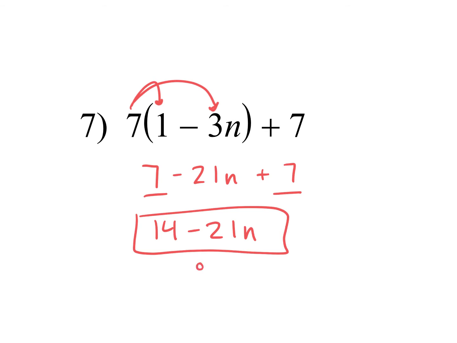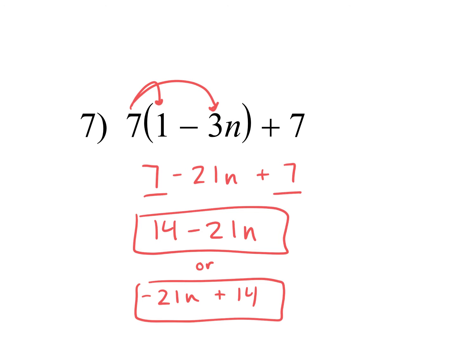Remember, it doesn't matter the order that you write it in. You could say negative 21n plus 14. That would be correct too, as long as that negative is with the 21n and the 14 is positive.